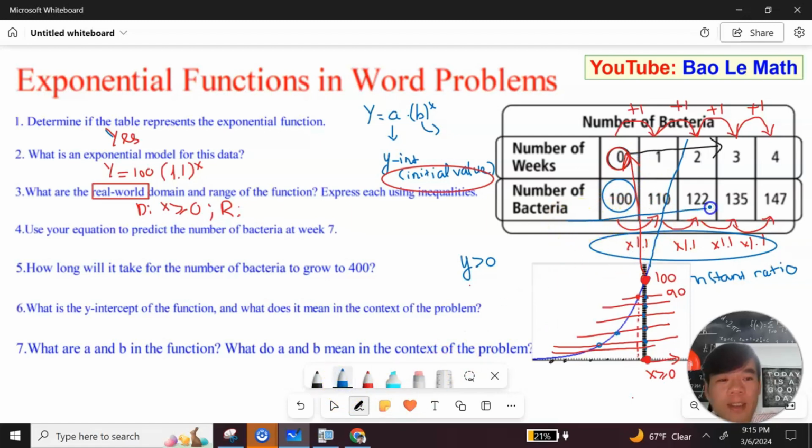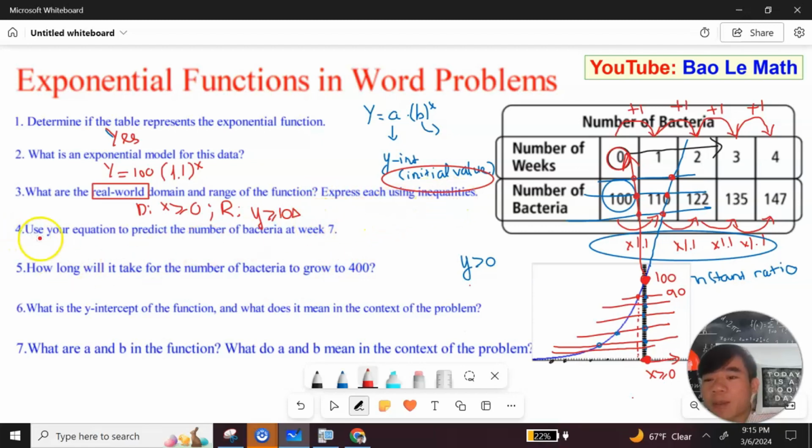you can draw a horizontal line right here. Every single time the line intersects the graph at one point, corresponding to this point, you get the corresponding range value right here. So the range y should be greater than or equal to the initial value, which is greater than or equal to 100. Okay, that's pretty good.